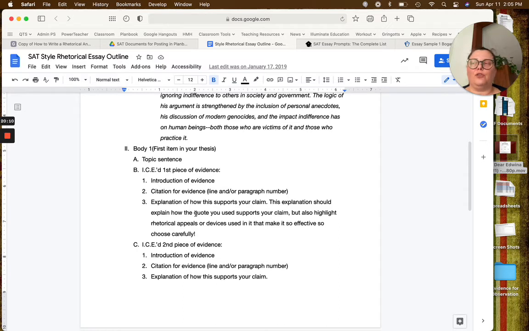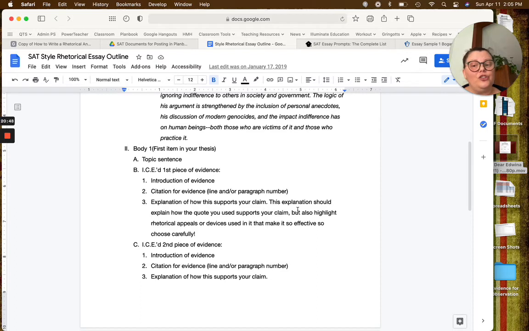And this is the same structure you've been writing with for years. You have a topic sentence, you have your piece of evidence. Okay, so you have a topic sentence, you introduce the evidence, so you set the stage. You have the quote, the citation, the quote, or if you're summarizing an argument that's a prompt long, you can say, or the anecdote of his childhood, or whatever it happens to be. And then give line and or paragraph number. I'd suggest paragraph numbers simply because it'll be a little easier for you to figure out. And then explain how this supports your claim.